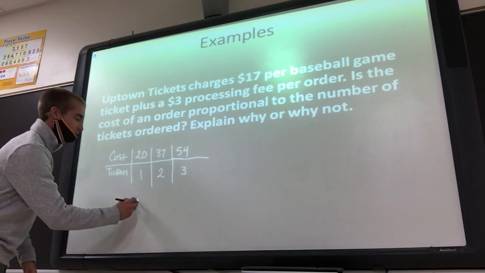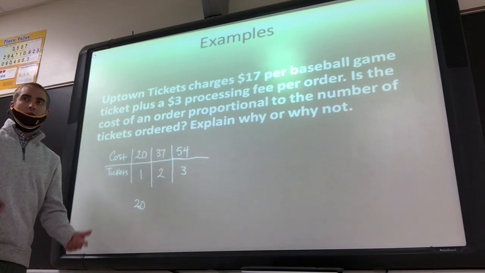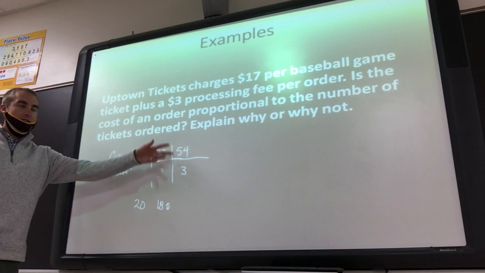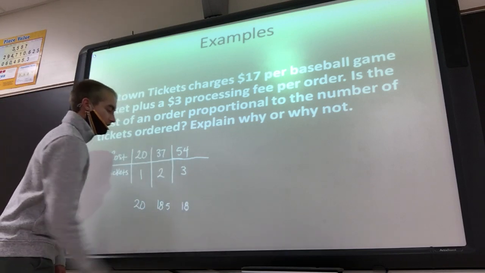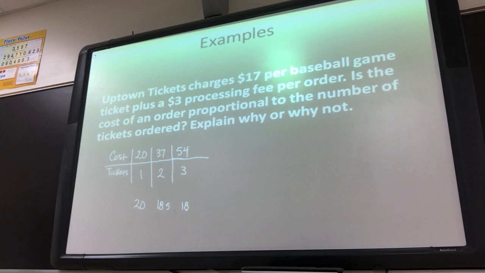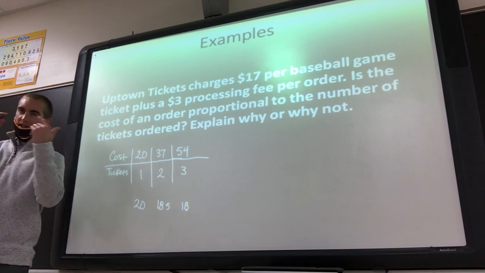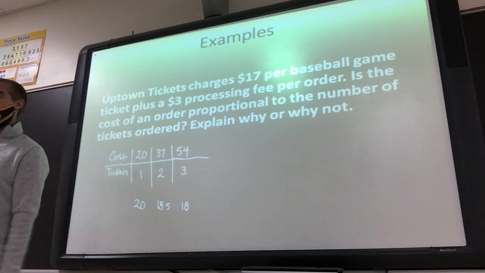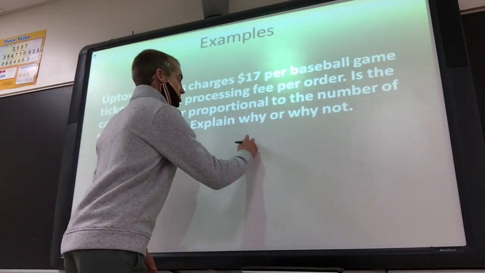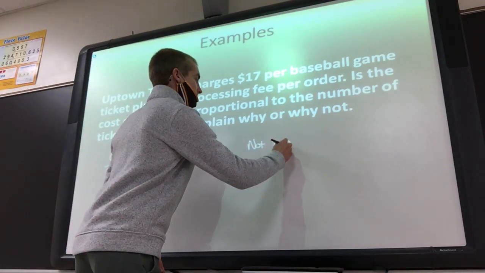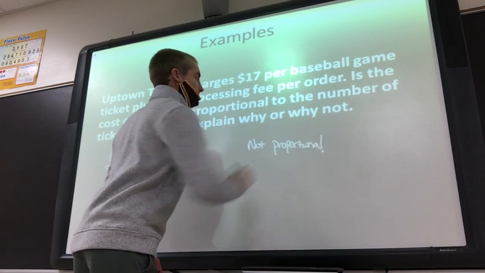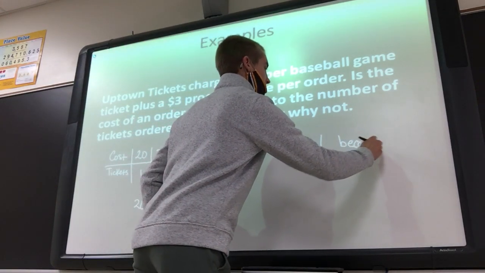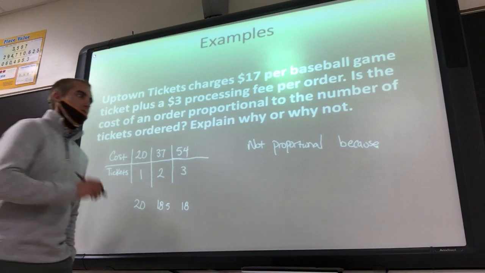No. This is 20 over 1. 37 over 2, if you were to simplify that, would be 18 and a half. 54 over 3 simplifies to 18. So those are all 3 different unit rates. And so don't focus on if it goes up the same amount. Focus on what's the unit rate, or what's the ratio. In this case, you get 3 different ones. They're not the same. So we would say it is not proportional. And the reason why it's not proportional is because the unit rate is not the same for all of these.